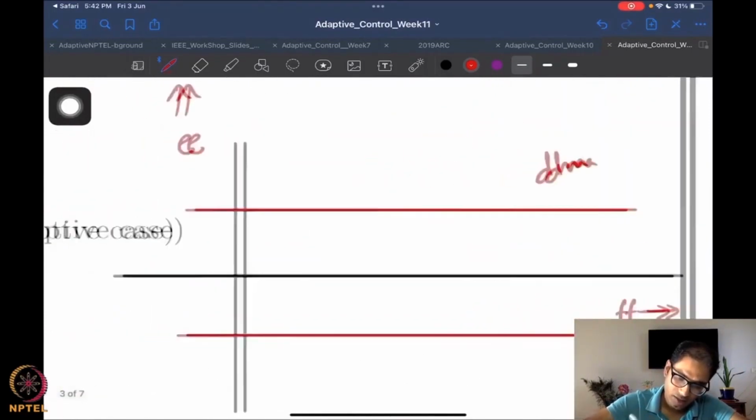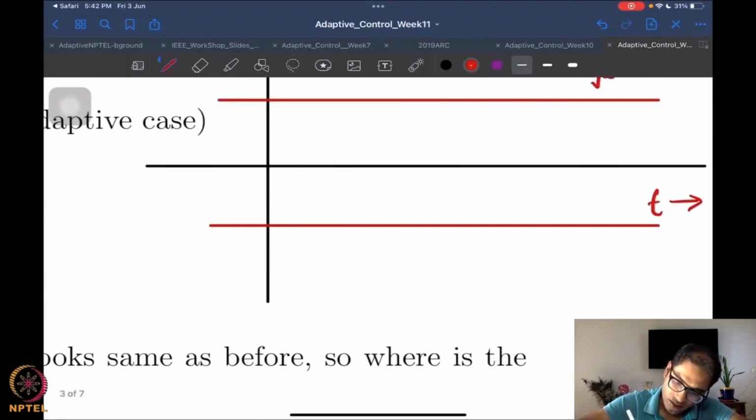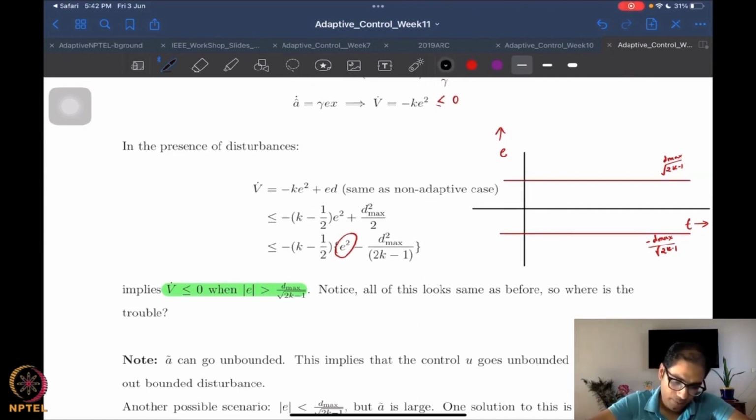d max. I'm going to make this bigger so I can write a little bit more easily. So I have the same boundary, if you notice, and minus d max over 2k minus 1. I have the same boundary. Now what happens if I look at the e plot? Things seem okay, because when e is larger than this quantity, v dot is still negative. Notice, if e is larger than this quantity, v dot is still negative, therefore v has to reduce.